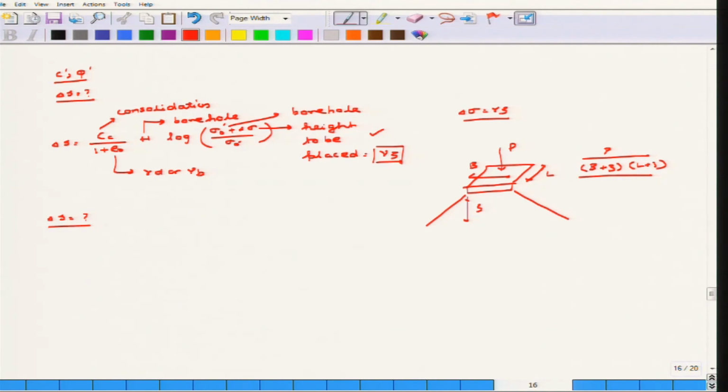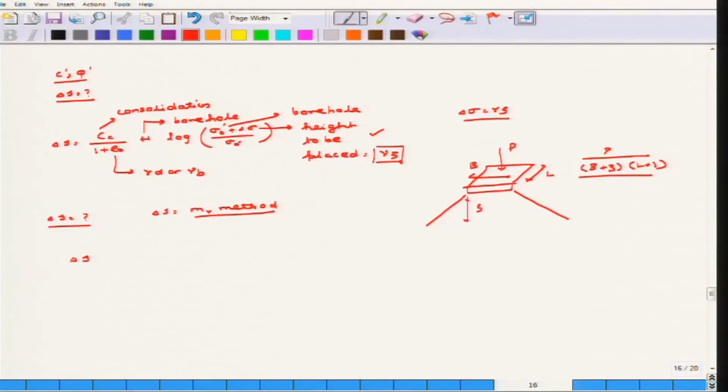So, once you know the value of delta sigma, and I have found delta sigma from the log method, you can also find delta sigma from, as I have said, the MV method. Any one of them is sufficient. So, once you find out delta S, you know what your permissible settlement is. There are two checks that you have to do.